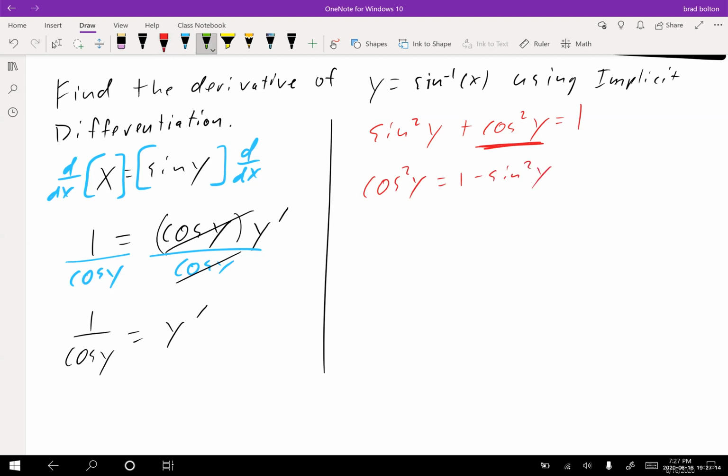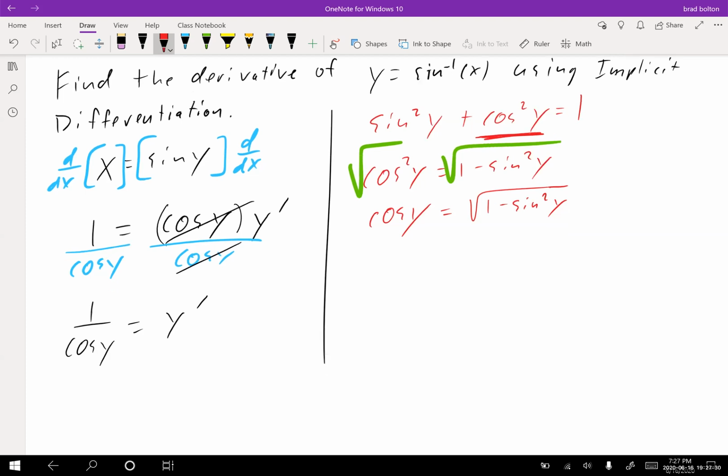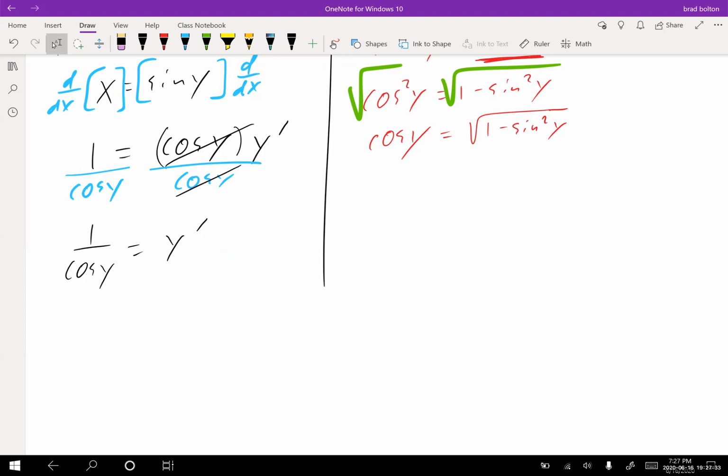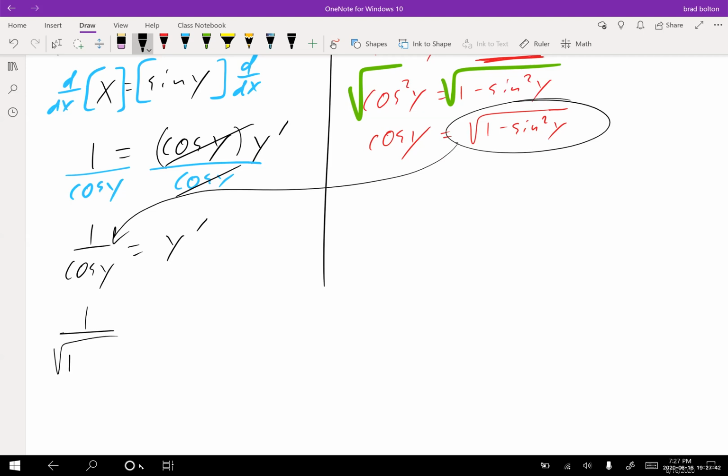And then I'm going to square root both sides, right? And then I have cosine of y, we'll take the positive version of it, equal to the square root of 1 minus sine squared y. So that means if I substitute this in for cosine of y right here, I will now have 1 over the square root of 1 minus sine squared y.